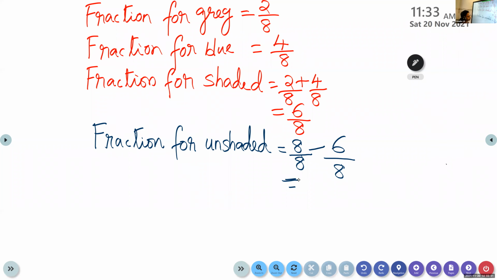Gauri, tell me the answer. 8 minus 6. What's that, Gauri? 8 minus 6. Ma'am, 2. Yes, 2 by 8. Okay, children, look at the picture, whether it is correct. How many unshaded parts can you see from the picture? 2 by 8. 2 itself, yes. So our answer is correct.